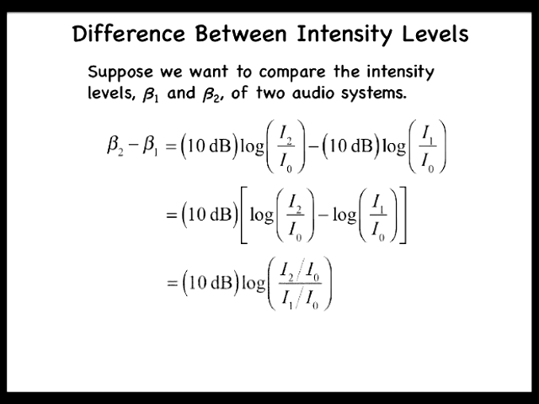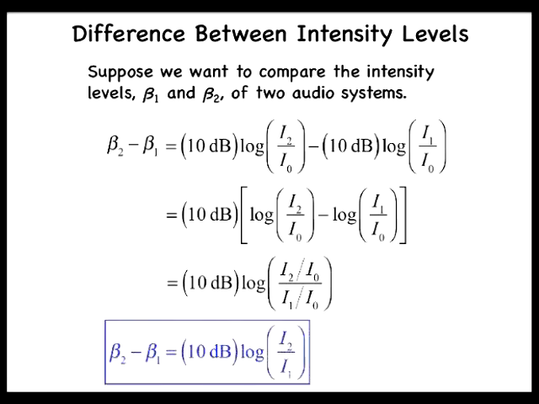of I2 divided by I0 divided by I1 divided by I0. I0 cancels, and we are left with beta 2 minus beta 1 equals 10 dB times the log of I2 divided by I1. Note that the reference intensity, I0, is no longer a factor.